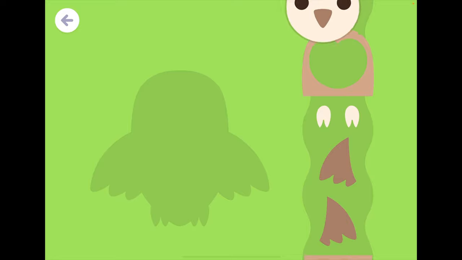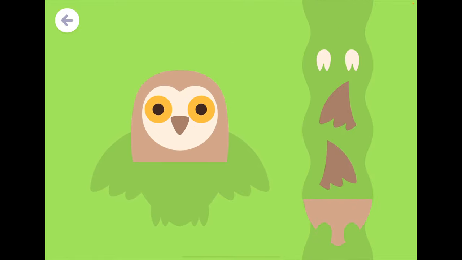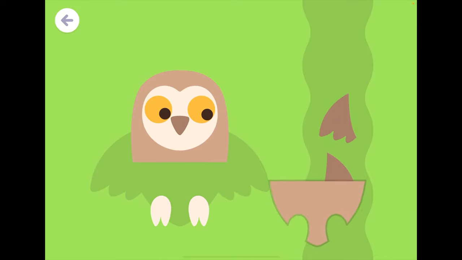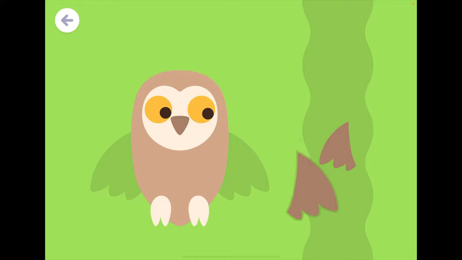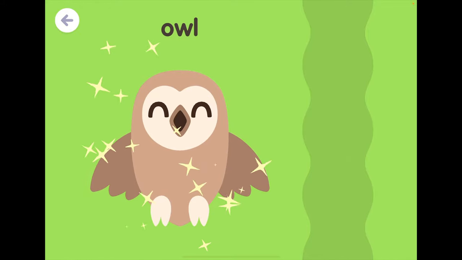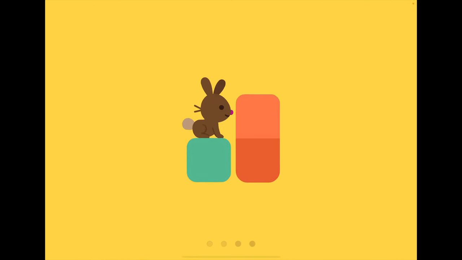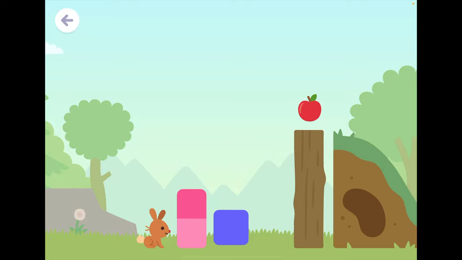Owls are cool, aren't they? Yeah. They can turn their head all the way around, can't they? There's his feet. There's his body. And here are his wings. Owl! Hoo-hoo! Oh my goodness.